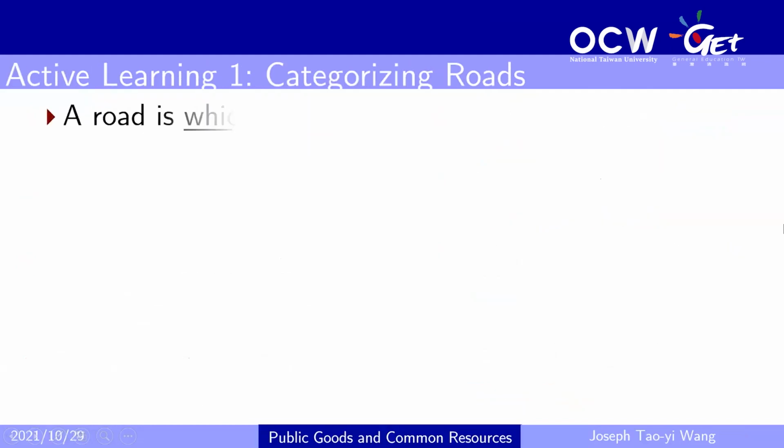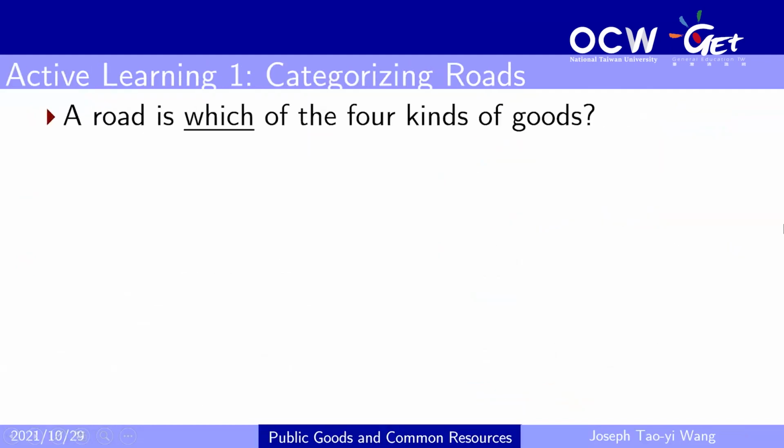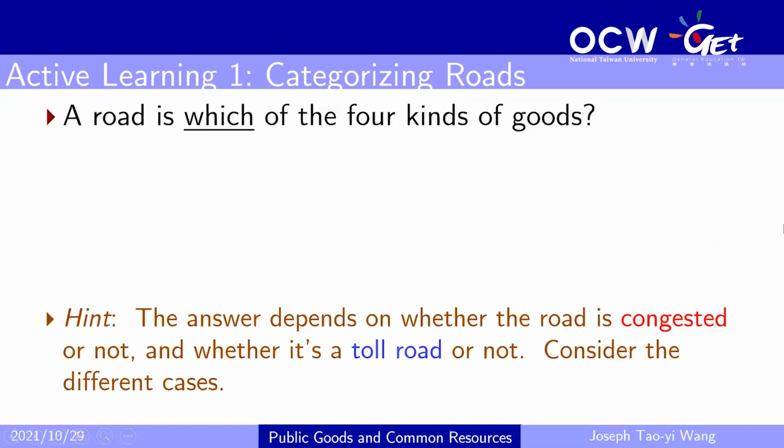All right, so now let's think of a trick question. What is a road? A road is which of the 4 kinds of goods? Is a road a private good, a public good, a club good, or a common resource? This is a trick question because it depends on whether the road is congested or not and whether it's a toll road or not. So you should consider different cases.